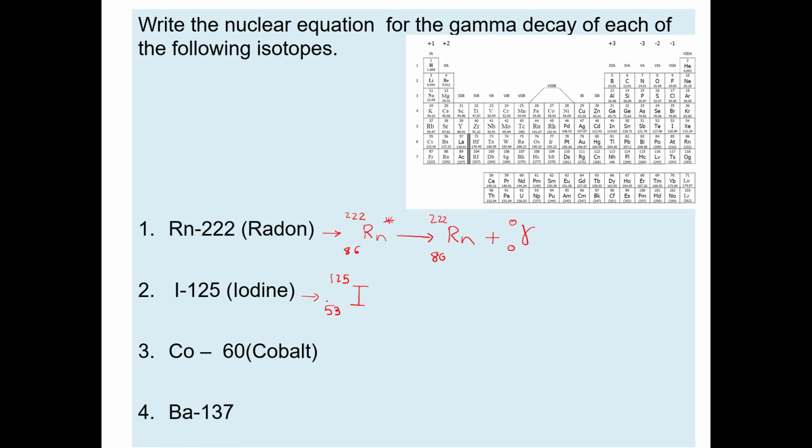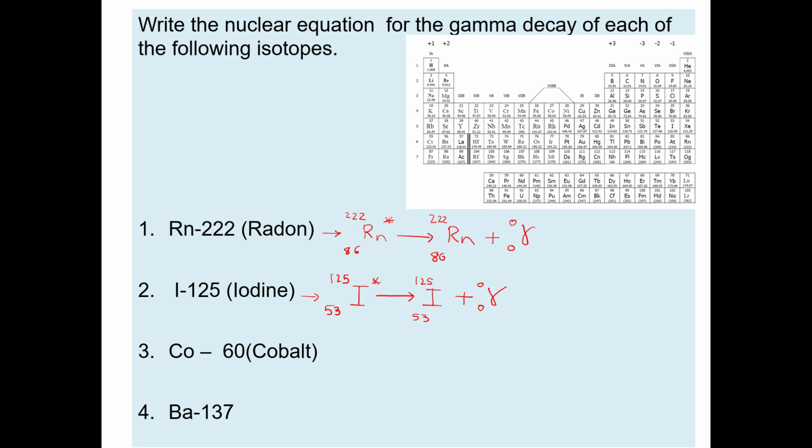Then the excited isotope of iodine releases a gamma radiation, and now the isotope of iodine is more stable, and we need to add the gamma radiation.